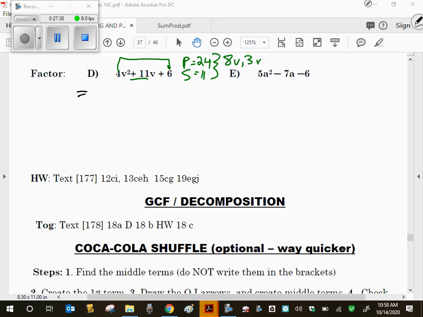Next step is to write down the first term and the last term. They don't change. The middle term does change. The middle term decomposes into 2 terms, 8v plus 3v. Okay, that's your goal, is to create a grouping question. Okay, slice and dice. Chloe?